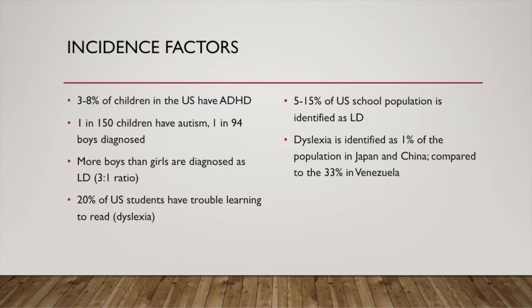20% of US students have trouble learning to read, which is dyslexia. And then 5 to 15% of the US school population is identified as LD. And then dyslexia, which is 20% of US students, is actually only identified as 1% of the population in Japan and China, but in Venezuela it's 33%, so it's higher in Venezuela than in the US, but the US is definitely higher than in Japan and China.